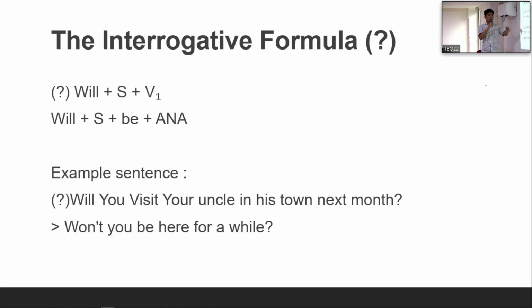Next slide. So this is for the interrogative formula, or question formula. The formula is will plus subject plus verb 1. That's for the verbal sentence. The example is, will you come visit your uncle in his town next month? And for the nominal sentence, will plus subject plus be plus A and A. For the example, won't you be here for a while?